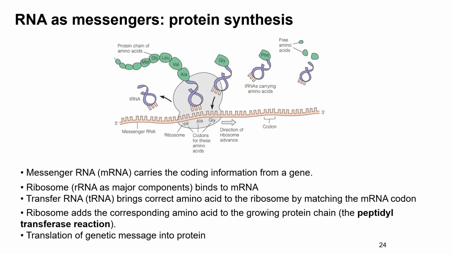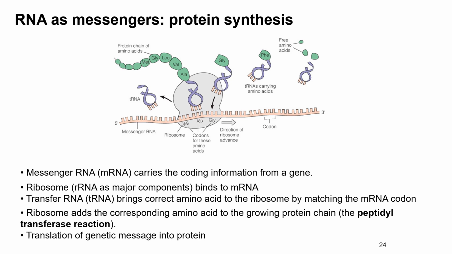Next, we have RNA acting as a messenger, where according to the central dogma, mRNA carries the coding information from the gene and allows for the synthesis of proteins in the cytosol. Here we'll look at the steps involved and the role of other RNAs.